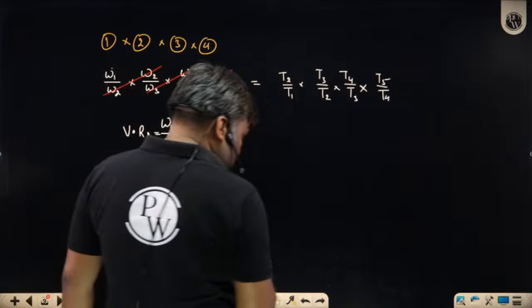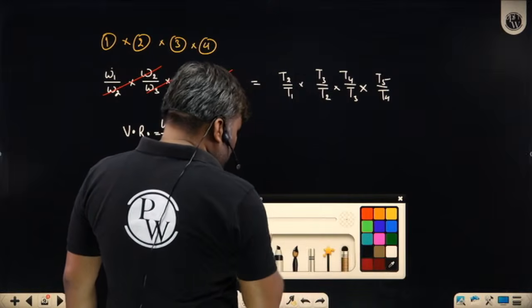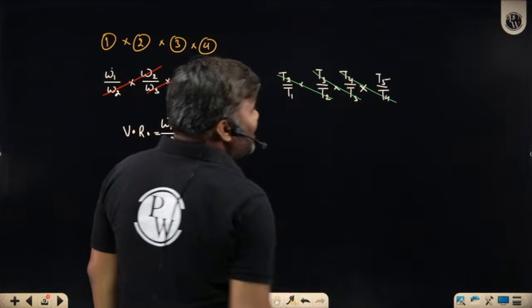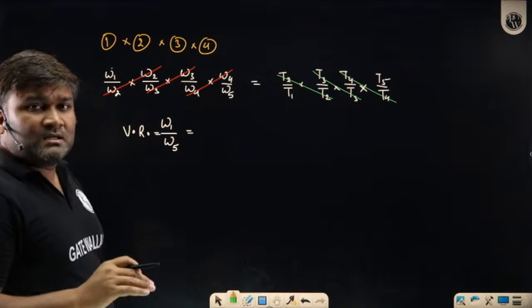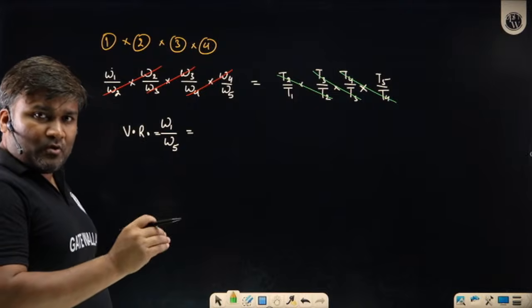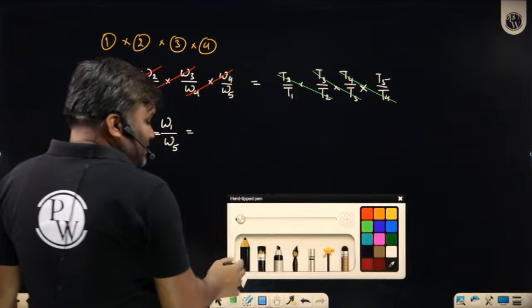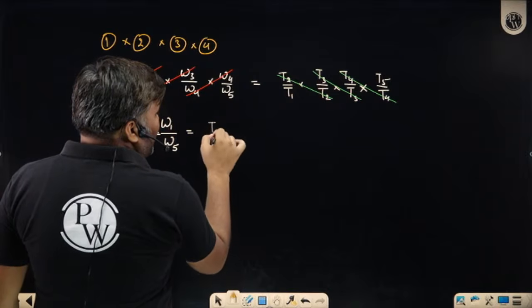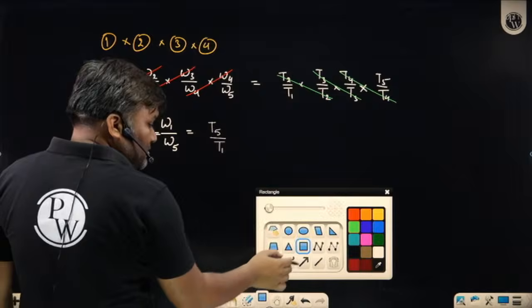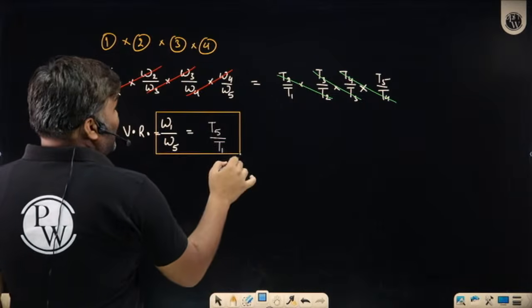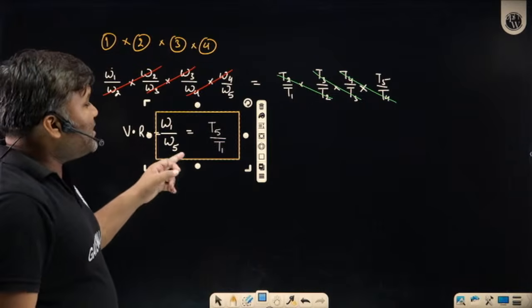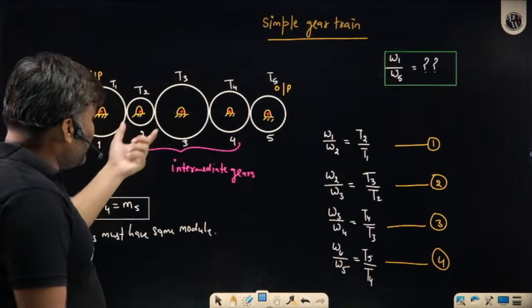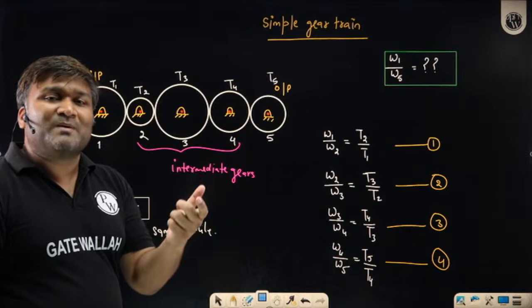But wait a minute. I think there are a few more things which are getting cancelled. T2 gets cancelled, T3 gets cancelled. Every intermediate tooth count, for gears 2, 3, 4, is getting cancelled. Finally, I am left with only T5 by T1. Sir, omega 1 by omega 5 depends only on the teeth on gear 5 and the teeth on gear number 1. The intermediate gears' teeth are not even participating in the velocity ratio.